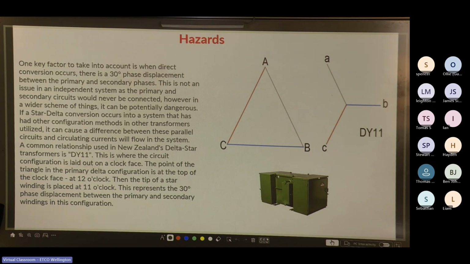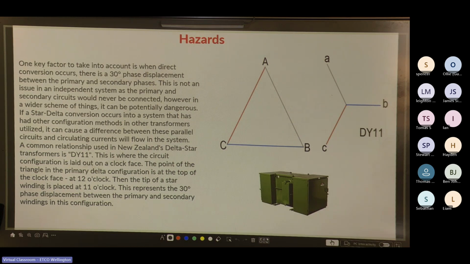A common relationship used in New Zealand's delta star transformers is Dy11. This is where the circuit configuration is laid out on a clock face. The points of the triangle in the primary delta configuration are at the top of the clock, 12 o'clock, while the tip of the star winding is placed at 11 o'clock. This represents the 30-degree phase displacement between the primary and secondary windings in this configuration.